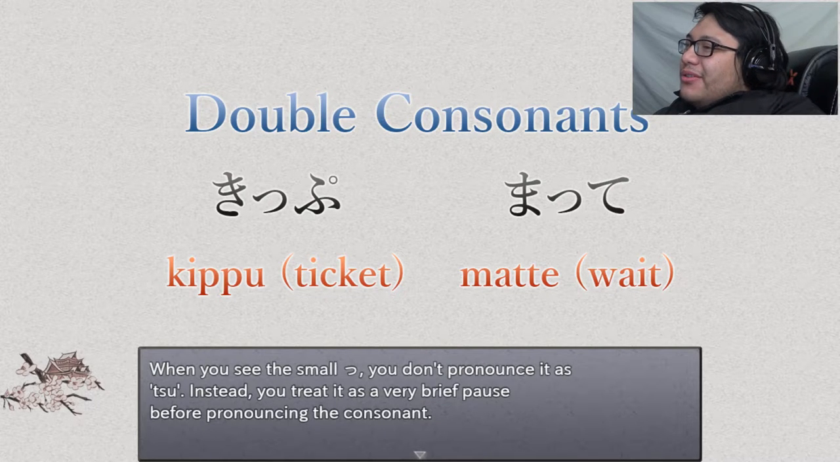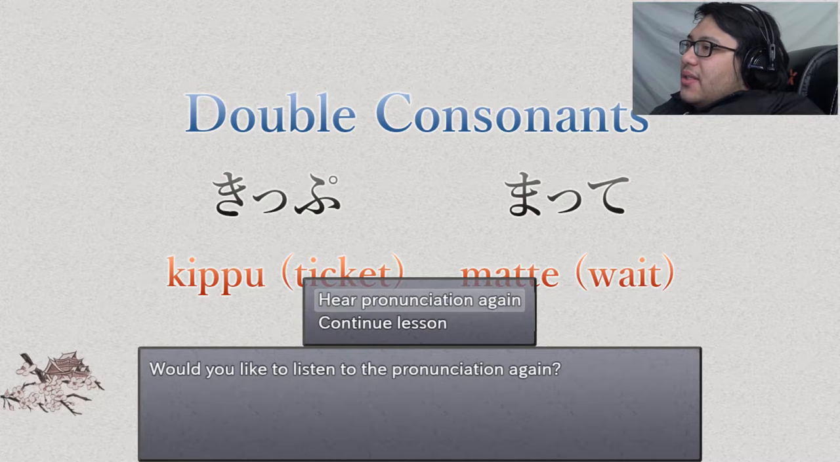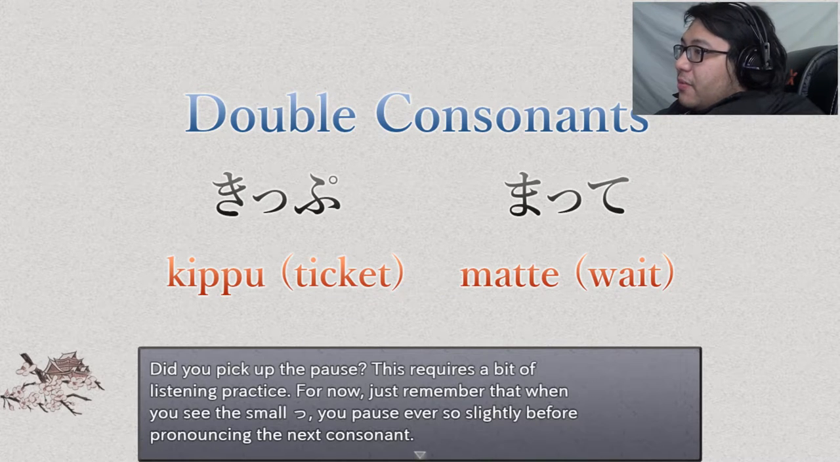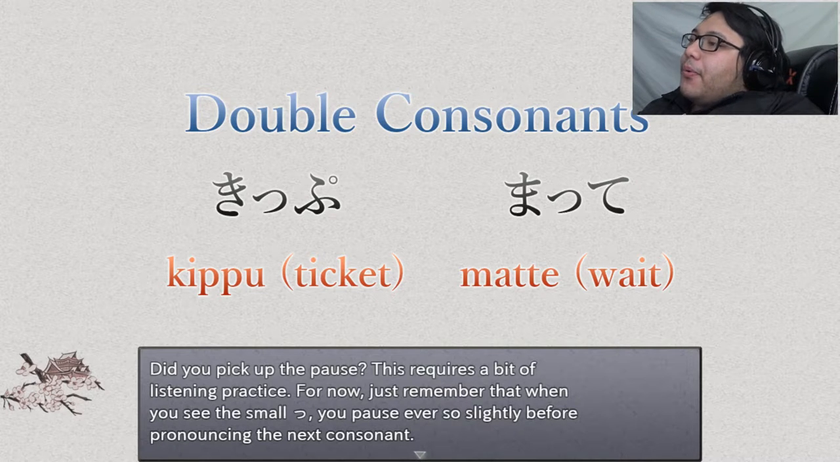When you see the small 2, you don't pronounce it as 2. Instead, you treat it as a very brief pause before pronouncing the consonant. So keep poo or mat te. Kipu. Yes. Did you pick up the pause? Kipu. Oh, okay.